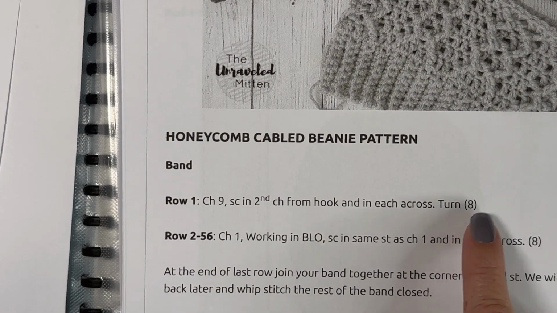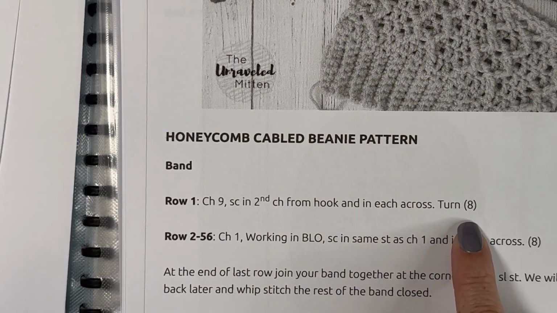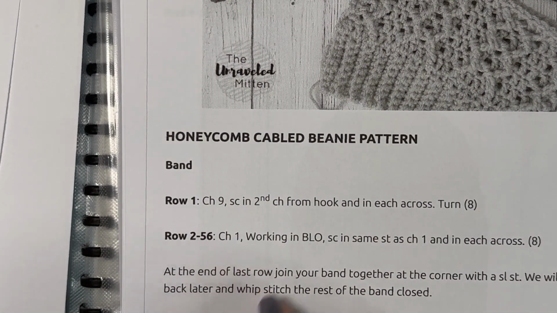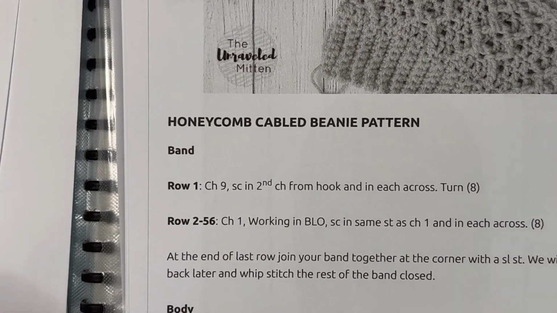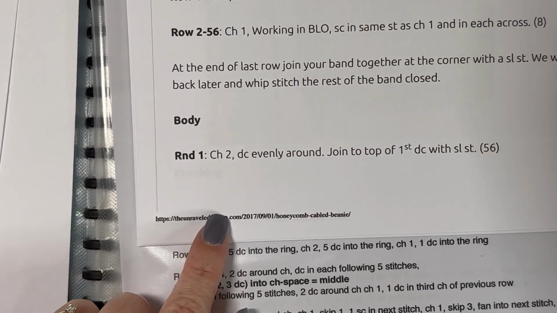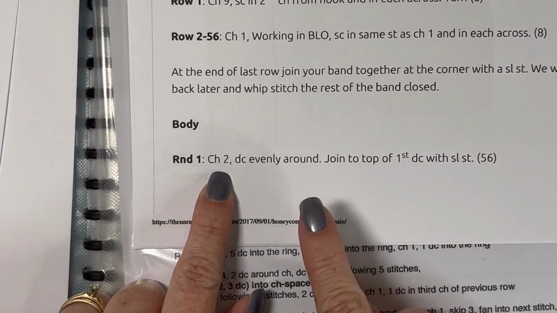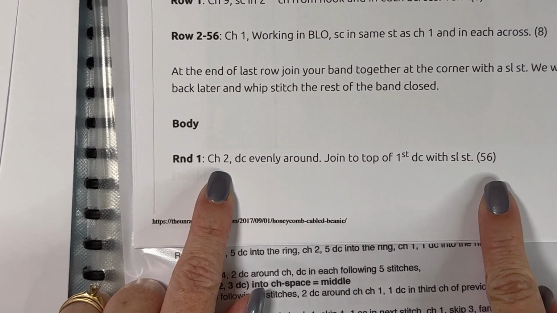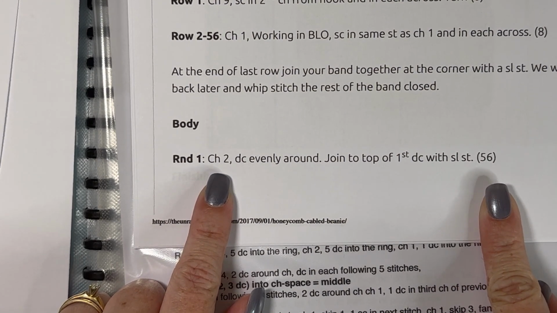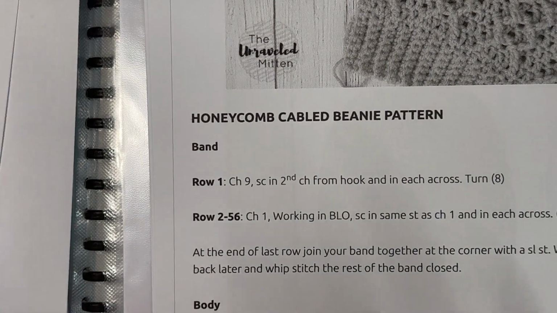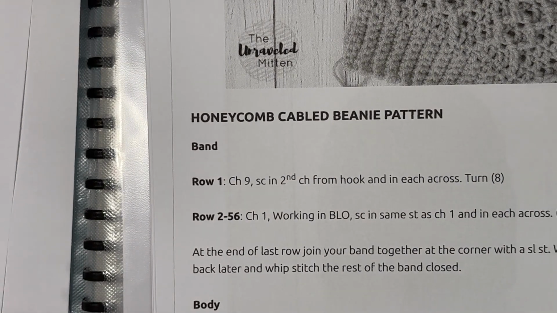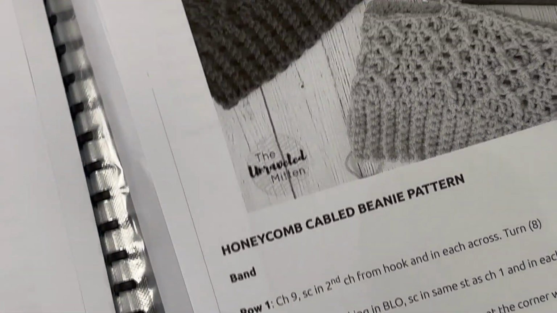Right there. This is the number of stitches that you should have at the end of the row. Okay, so whenever you are coming back down to like over here on round 1, that chain 2 does not count towards the total number over here of 56 stitches. Okay, I'll try to link that one as well in the description.